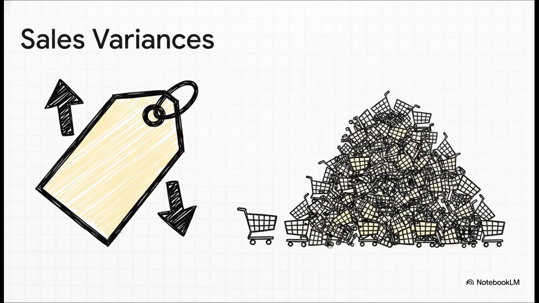First, did we charge a different price than planned? That gives us our sales price variance, which is the actual selling price minus the standard selling price multiplied by the actual units sold. Or, culprit number 2, did we sell a different quantity than budgeted? That's our sales volume variance, calculating the actual units sold minus budgeted units sold, all multiplied by the standard margin.